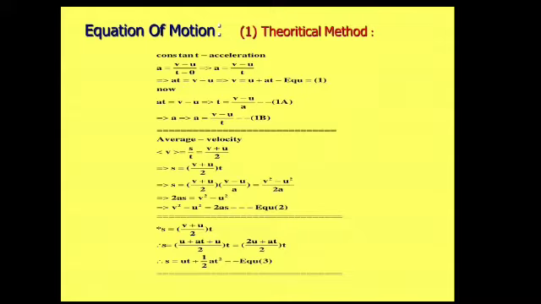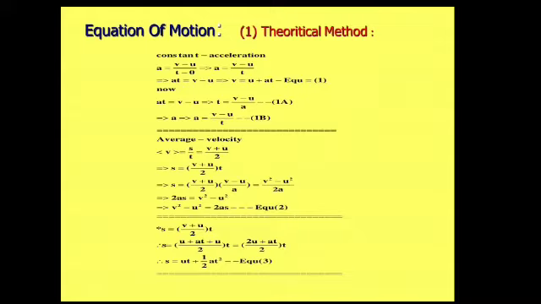Average velocity v equal to s by t is equal to v plus u upon 2. So s is equal to v plus u upon 2 into t. So s is equal to v plus u upon 2 into v minus u upon a. That means s is equal to v square minus u square upon 2a, which means 2as is equal to v square minus u square.